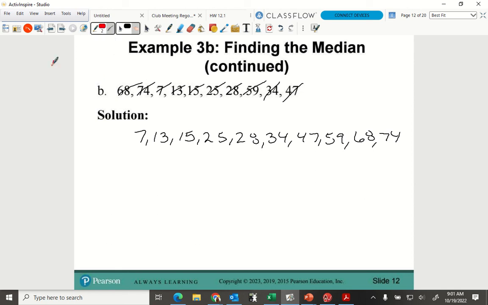All right, I've got mine in order, so one from each side. Bam, bam, bam, bam, bam, bam, bam, bam, and right here I have two in the middle. What did it say to do if I have two in the middle?